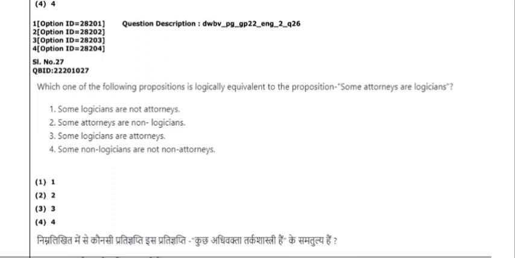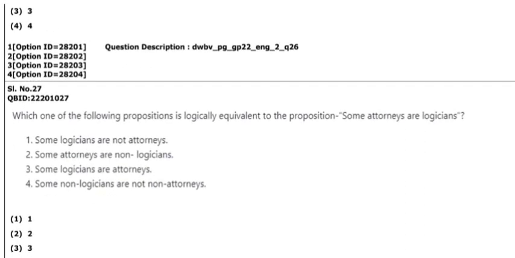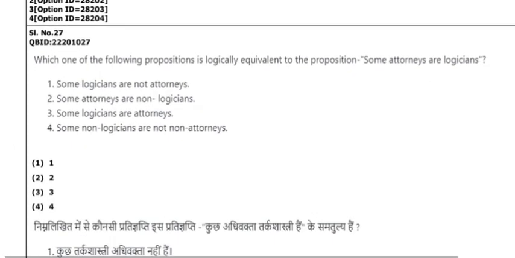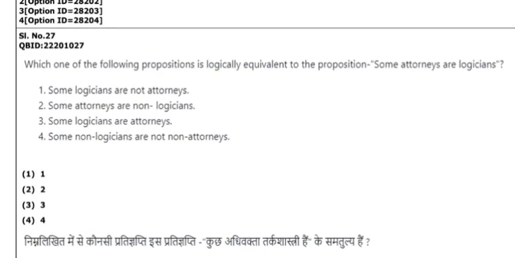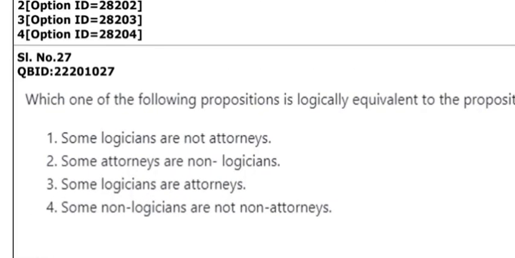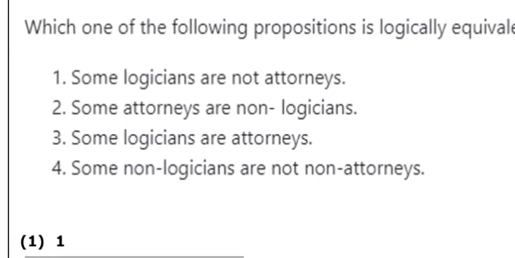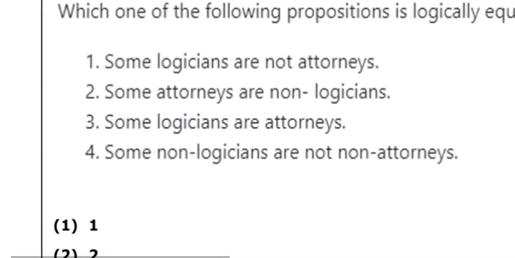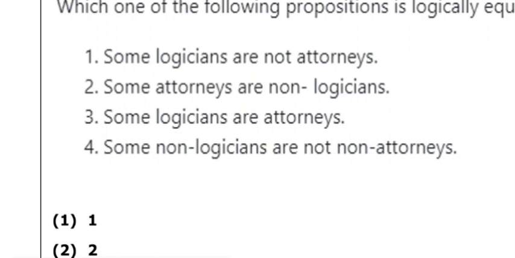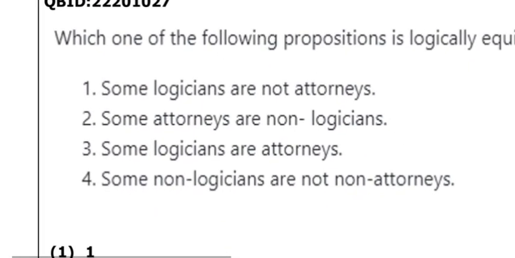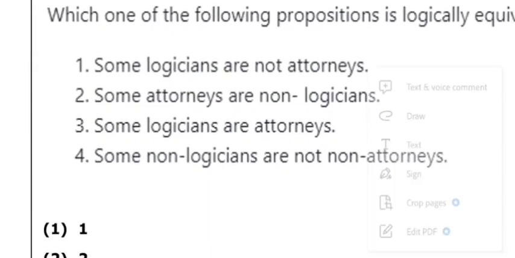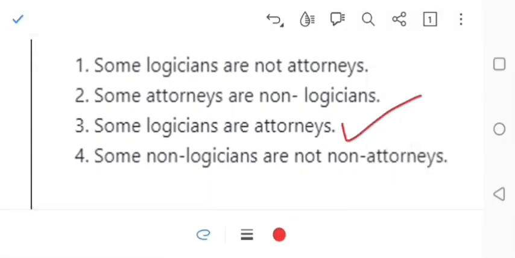27, which one of the following propositions is logically equivalent to the proposition some attorneys are logicians? Number 1 is saying some logicians are not attorneys, some attorneys are not logicians, some logicians are attorneys, some non-logicians are non-attorneys. 27, correct option will be C, that means some logicians are attorneys.